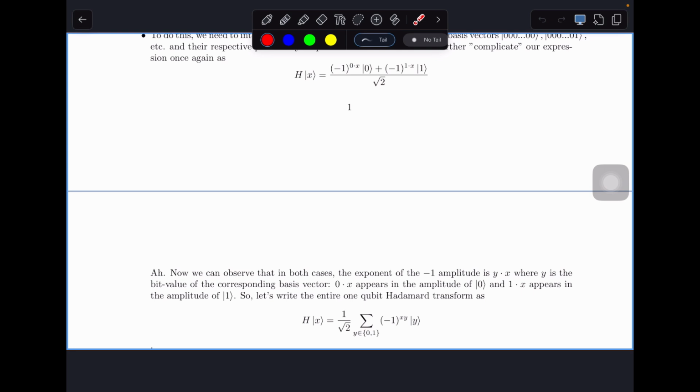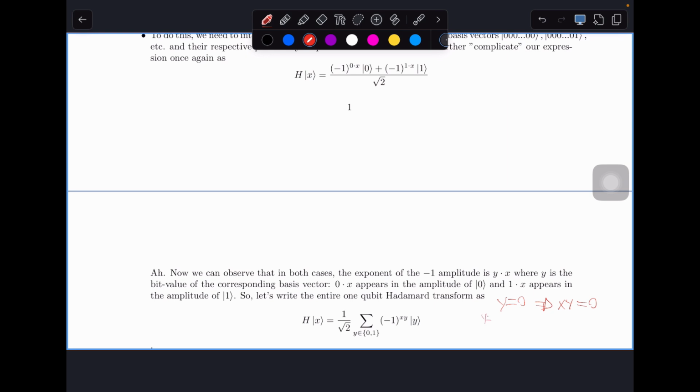And for our sanity check, let's just confirm that this works and does exactly what we expect for a Hadamard gate. Case-wise, if y equals 0, then that implies that xy is equal to 0. So we're going to get a plus sign, which is great. We got a plus sign in front of the 0 term in both the plus state and the minus state.